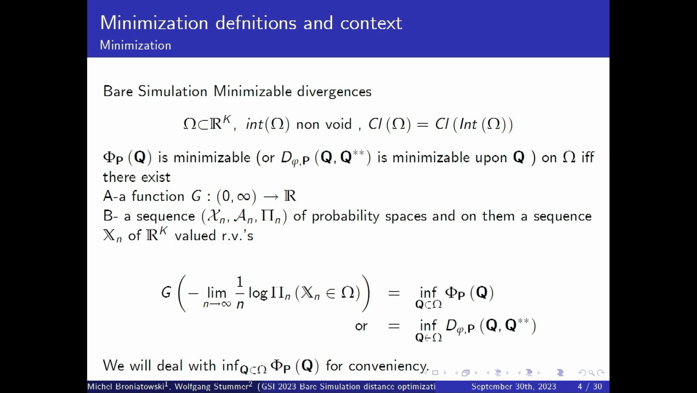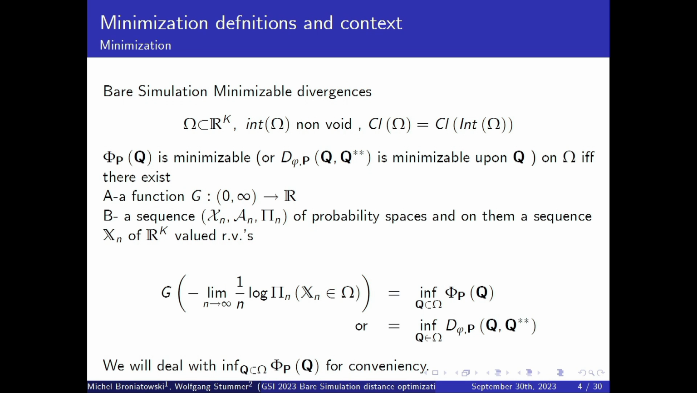So we will say that the functional phi is minimizable on omega if we are able to build up a kind of framework for which the infimum will result as a limit of quantities of this kind. That means that we will be able to construct sequences of random elements X_n such that, according to the measure P_n, we will have this statement.